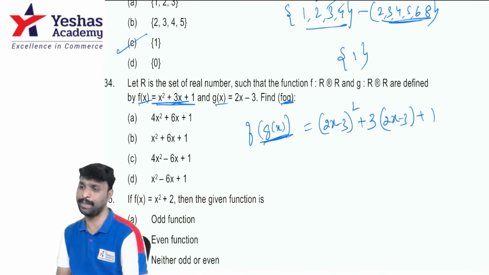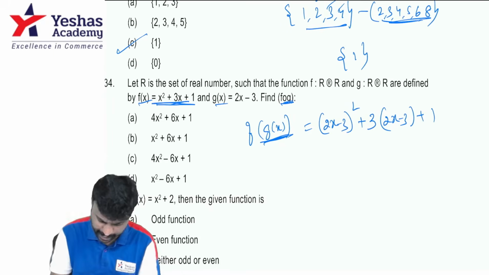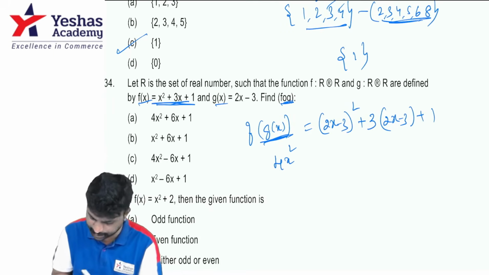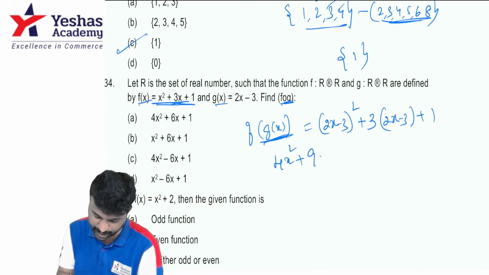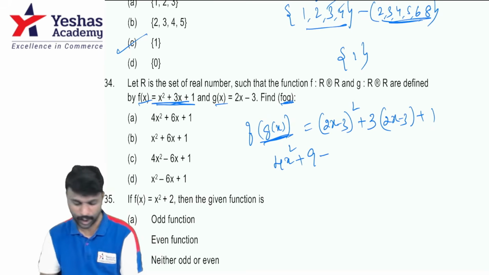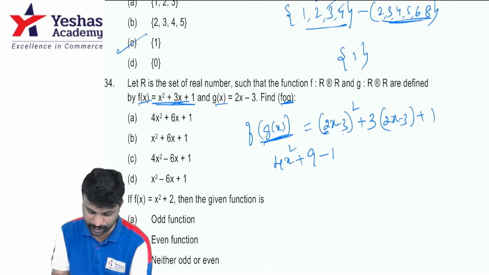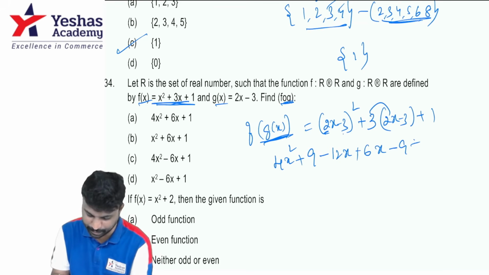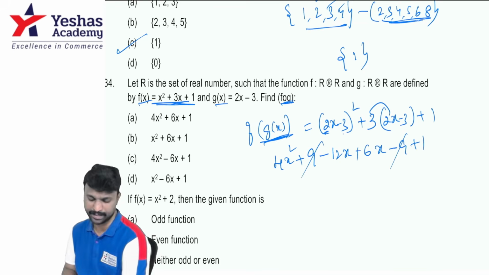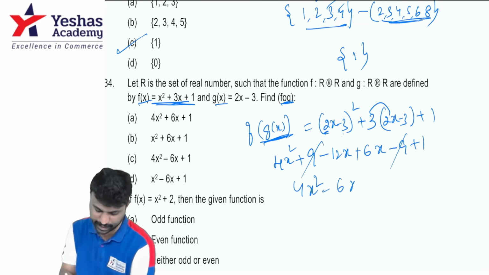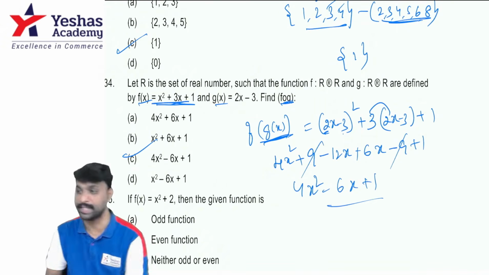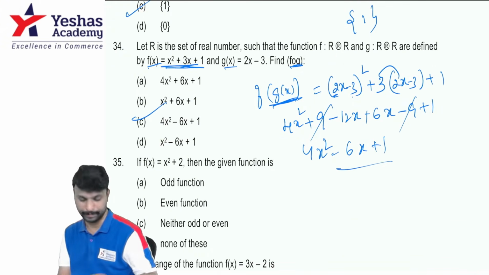First term looks like a minus b whole square. What is a minus b whole square? A square, 2x the whole square is 4x square. B square, 3 the square is 9. Minus 2ab, 2 into 2 is 4, 4 into 3 is 12, so 12x. Plus 3 into 2 is 6, 6x. Minus 3 3s are 9, plus 1. Plus 9 minus 9 cancel. So 4x square minus 6x plus 1 is the answer. That means option C. Have you understood?